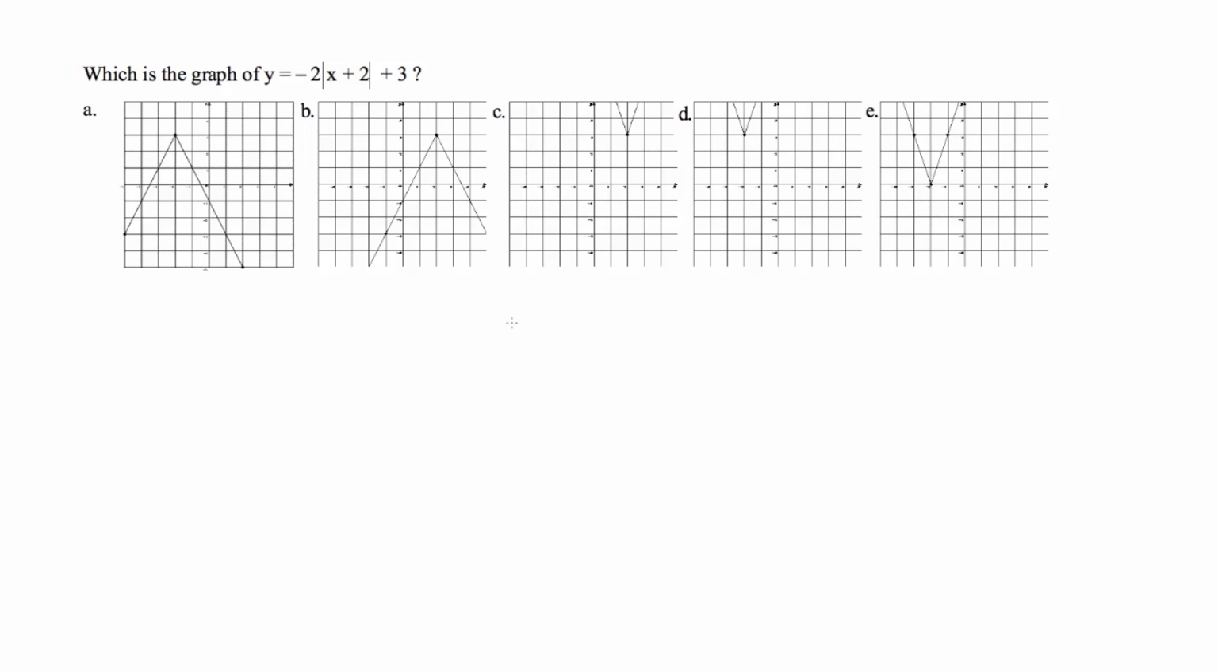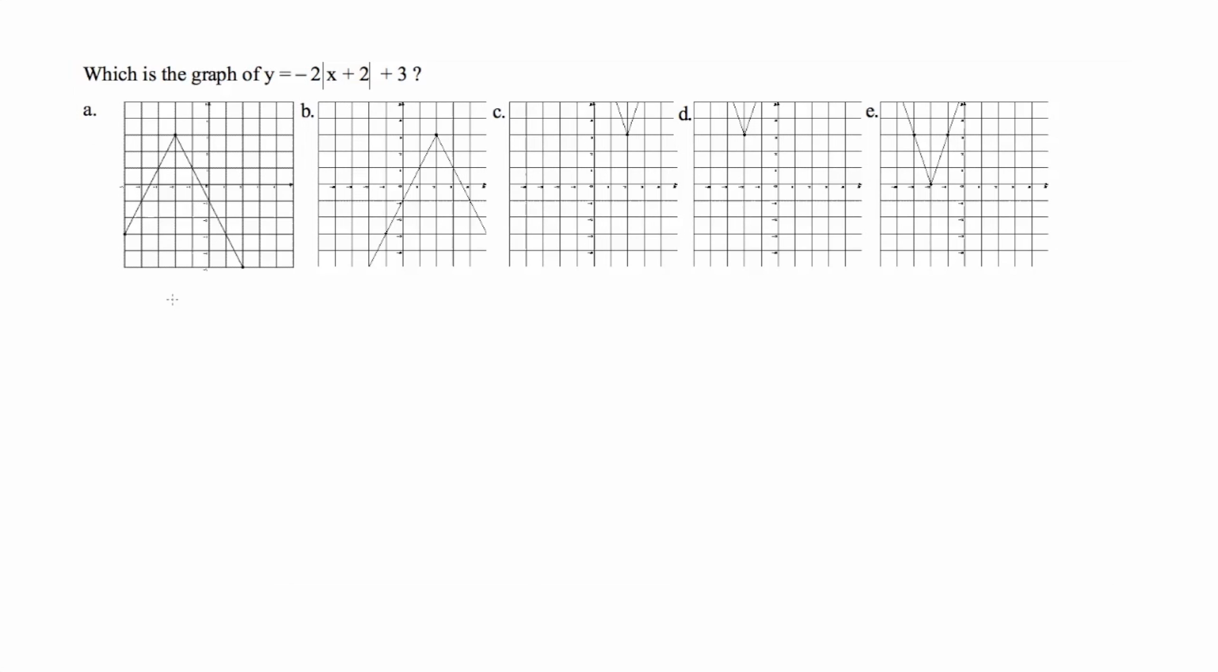which is the graph of y equals -2 times the absolute value of x plus 2 plus 3. So the easiest way by far would probably be to plug this equation into your graphing calculator, if you have one, compare the graph that you get with one of these answer choices and then just circle the right answer.